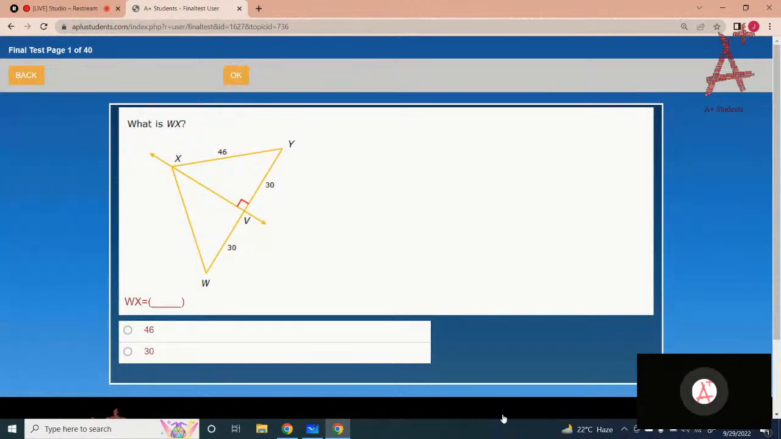Okay. So the first question is, what is WX? So basically we have to find the side length of WX. Because VX is the perpendicular on the line segment WY, we already covered this topic. So if the length of XY is 46, then WX is also 46. Got it? Both the side lengths XY and WX are the same. So it is again 46. Select the correct option and click on the OK button.